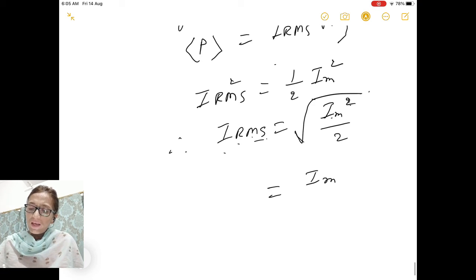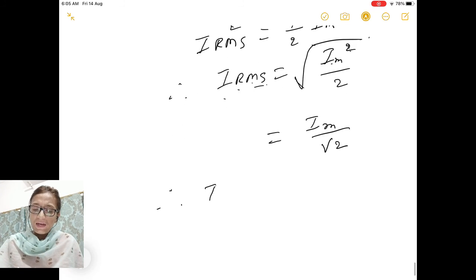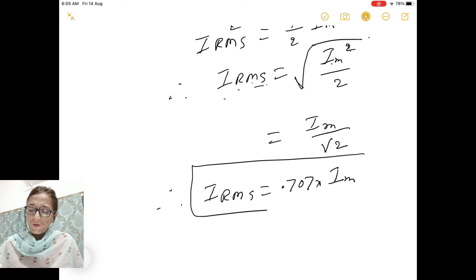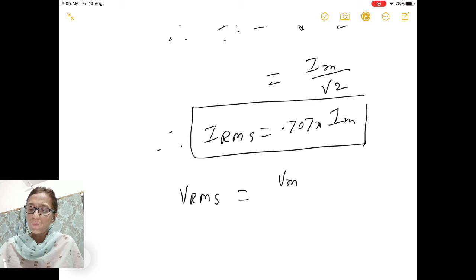Its value will be equal to current amplitude upon root under 2, and therefore IRMS is equal to 0.707 into current amplitude. Similarly, you can find voltage RMS, VRMS, also. VRMS is equal to voltage amplitude divided by root under 2.